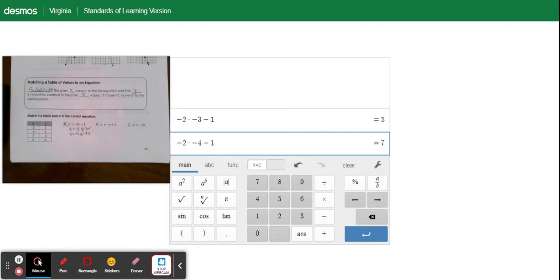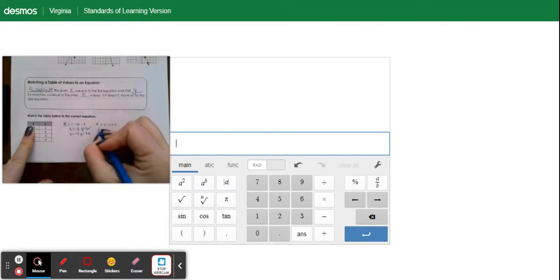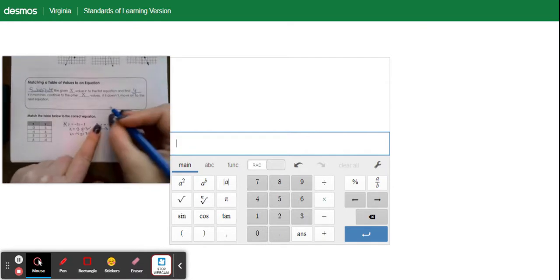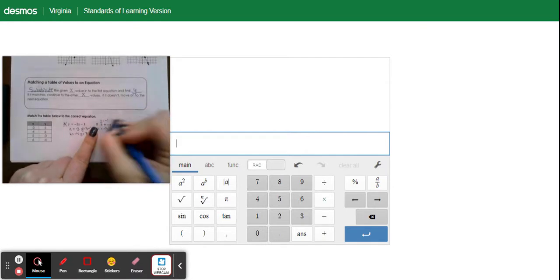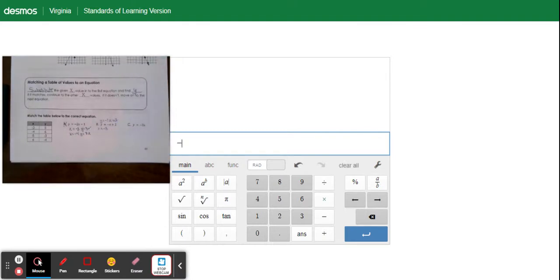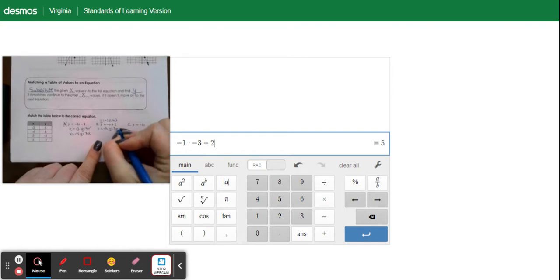So let's look at B. Now I have y equals -x plus 2. I'm going to just clear this, and I'm going to first substitute x equals -3. What does y equal? Remember, this is like saying -1 times x plus 2. So -1 times -3 plus 2. Y equals 5. That works.